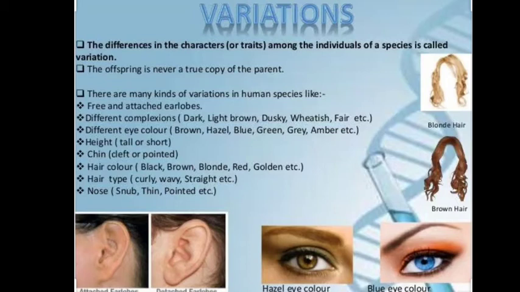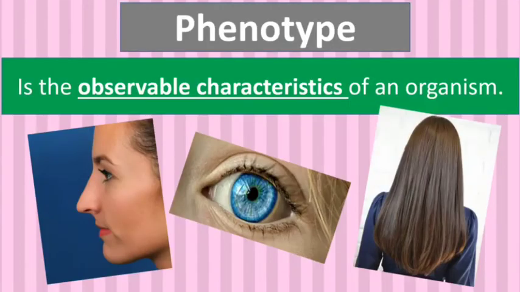These types of variation, facial structures or physical appearance, come to the offspring through the genes present in our cell. They are bringing that variation. This variation is of two types, phenotype and genotype. What does phenotype mean? It is the observable characteristics of an organism which you can see. Here you can observe the nose structure, the eye color, the hair structure.